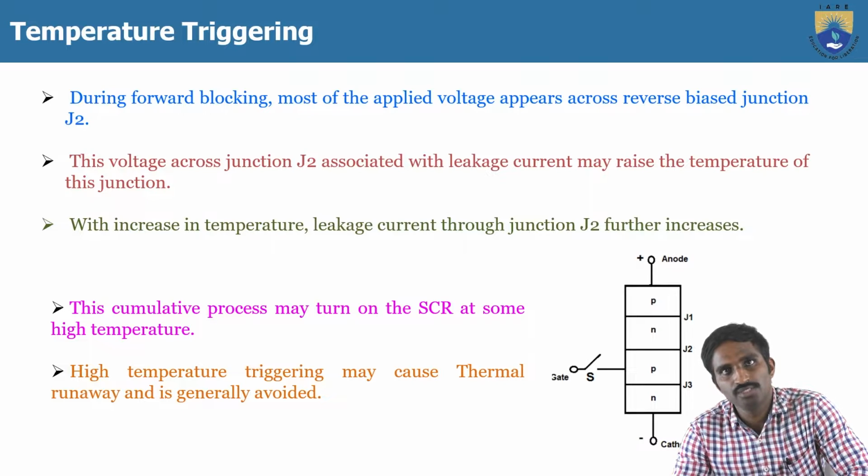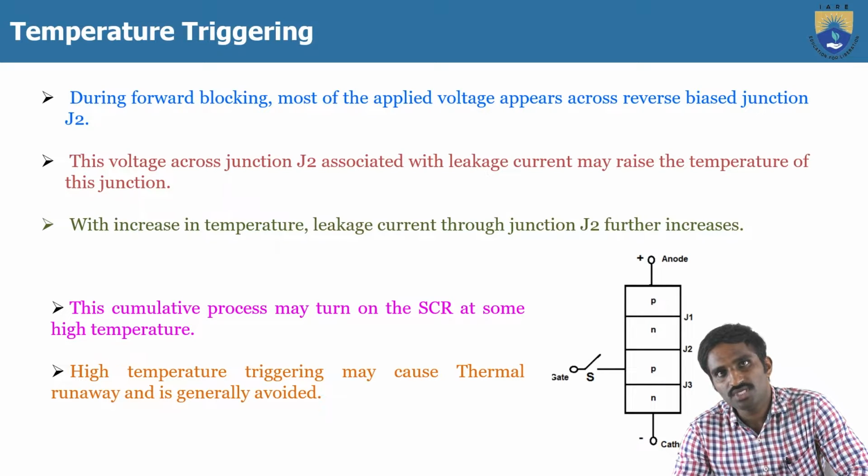And another thing, during the forward blocking mode, of course, we have discussed the operation of the SCR, and we have also discussed the characteristics of the SCR. In that, we know the different regions: the forward blocking region, the conduction region and the reverse blocking region. During the forward blocking region, most of the applied voltage appears across the reverse biased junction J2, because in the forward blocking mode, the SCR will still not turn on. The SCR is still in the turn off position only.